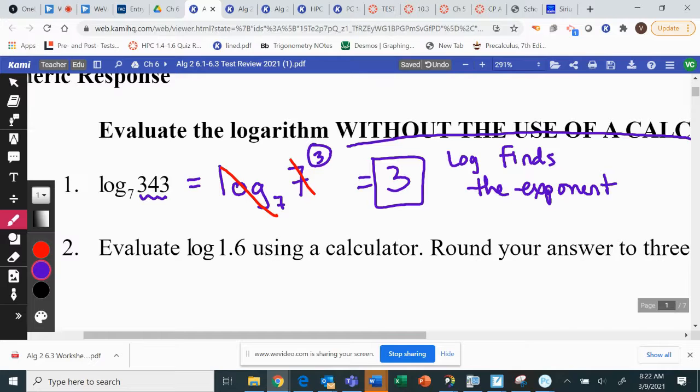And why does log seem difficult? Because it's brand new. That's the only reason. The more that you practice it, it's not going to seem that difficult.